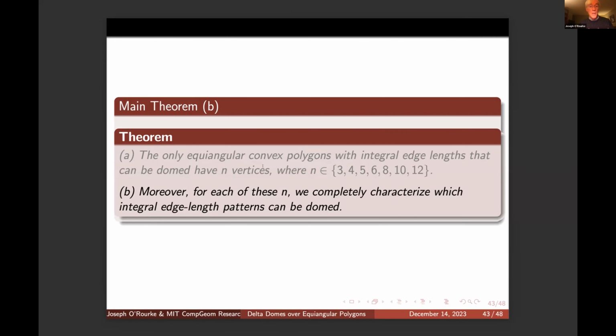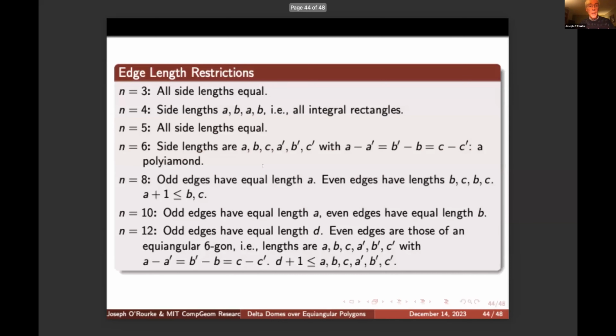And now for B, I'm just going to give you the very quick idea of the whole picture, the characterization. And this slide is a little bit too dense, but I'll just show you a few things. For example, for n equals 3, all the side lengths have to be equal. Of course, that's an equilateral triangle. For n equals 4, all integral rectangles, we saw that already. For n equals 5, they all have to be equal. There's no other way to do it with a pentagon. Let me show you this, which is interesting.